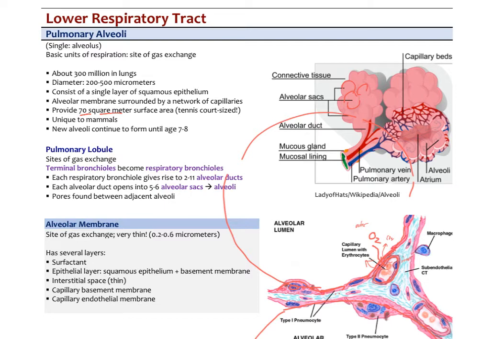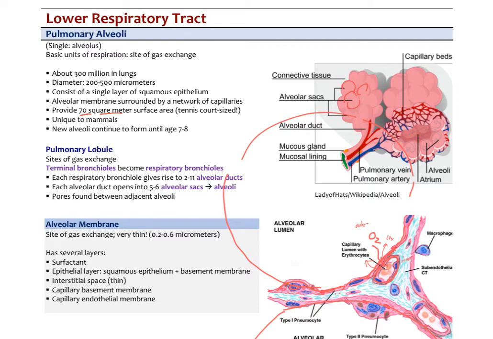Interestingly, the lungs, we'll look at the embryology here shortly, but the lungs really don't complete their development until around the age of 7 or 8. So we still continue to grow alveoli until our 7th or 8th year. Around the time you change your teeth is when you also stop developing new alveoli.